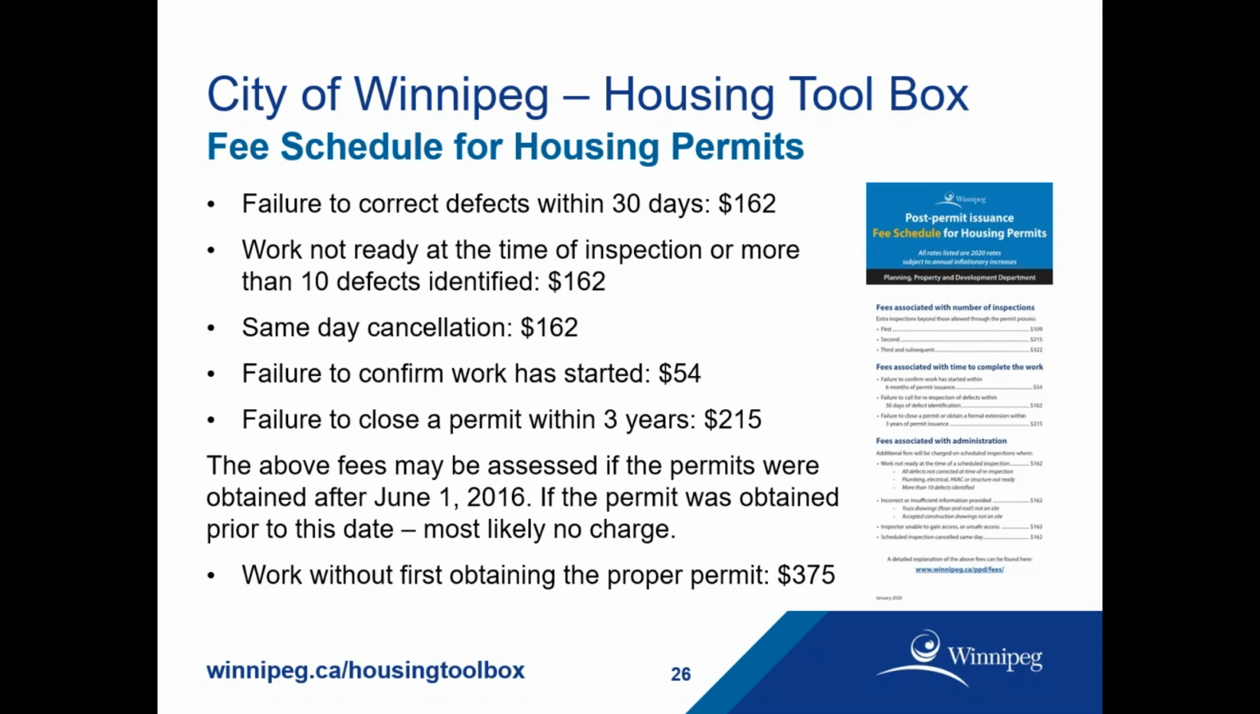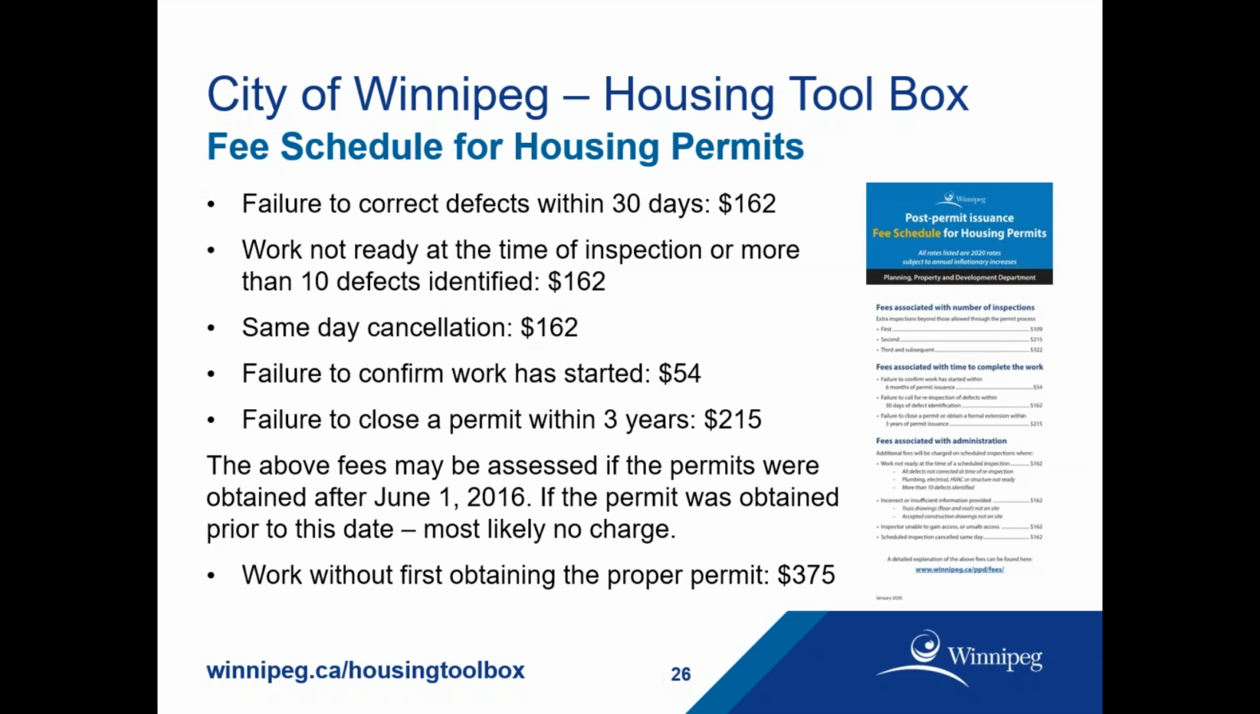This is the fee schedule for housing permits. There are a number of fees that are automatically generated by the computer, our Amanda program. $162 is a failure to correct the defects within 30 days. $162 is work not ready at the time of a scheduled inspection, or more than 10 defects identified during an inspection. A same-day cancellation is $162.